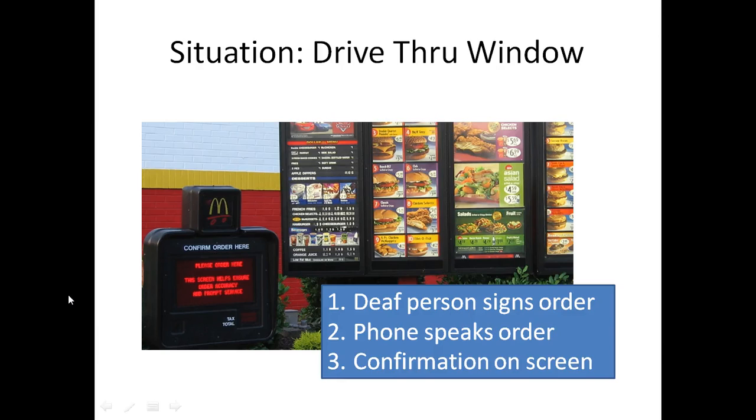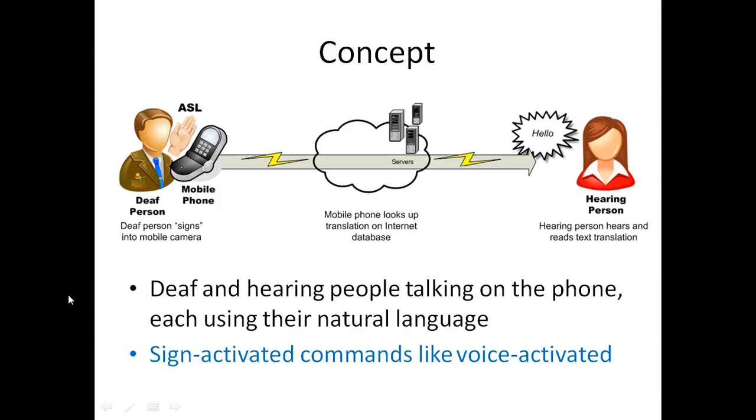A perfect example might be the drive-through window. A deaf person comes up, he can't hear what's going on, but if he puts his phone up to the confirm order here box, it'll tell him what he wants to order. He can order and gesture into the phone, and then the phone will communicate audibly to place his order. So that would be an example of when you might use something like this.